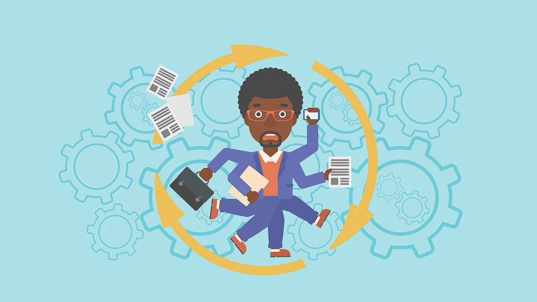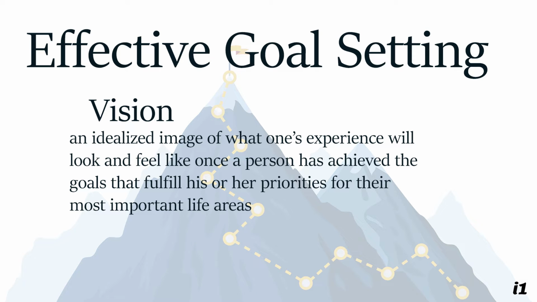So now that we understand what a value or life priority area is, let's discuss what a vision is. A vision is an idealized image of what one's experience will look and feel like once they've reached the goals that fulfill the priorities for the life areas that are important to them.